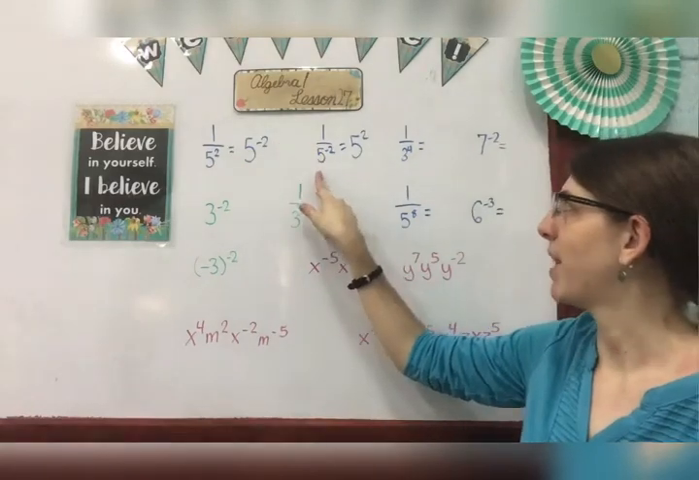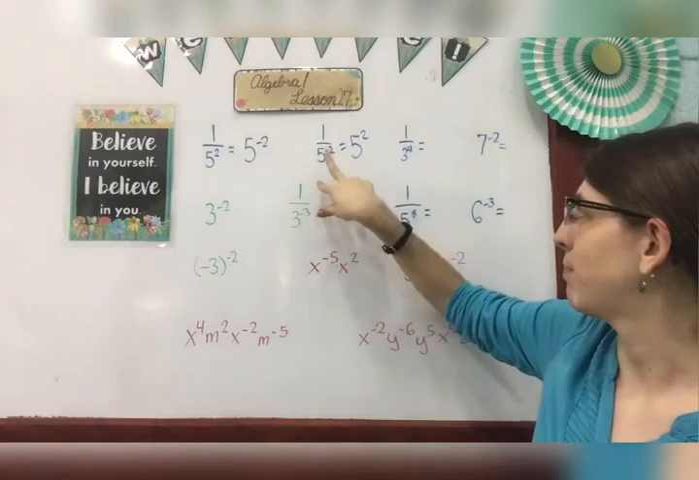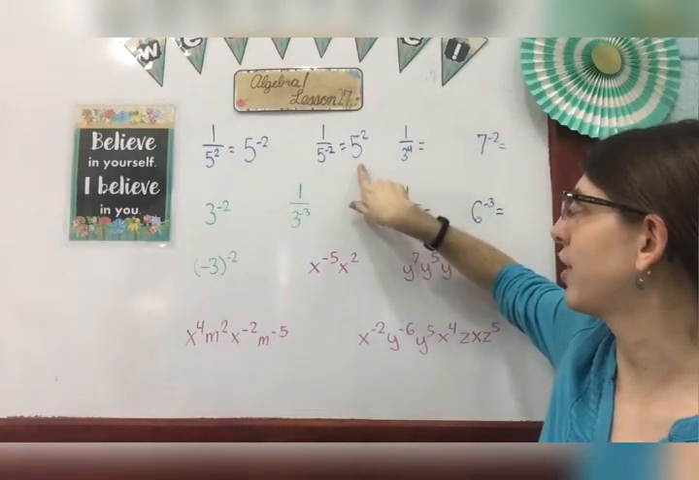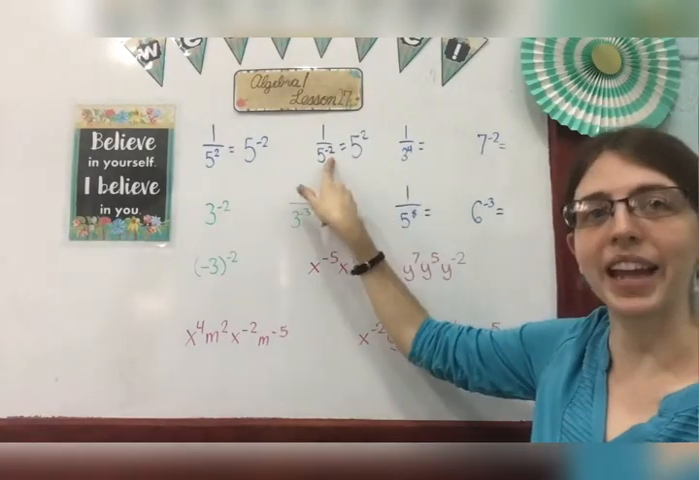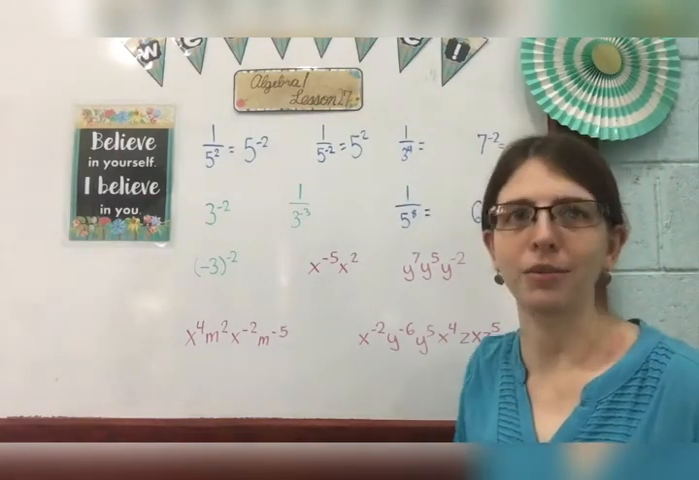Let's look at this one. I have 1 over 5 to the negative 2. So I make my reciprocal by putting the 5 in the numerator and changing the sign of my negative 2 to a positive 2. Let's practice a lot with this.